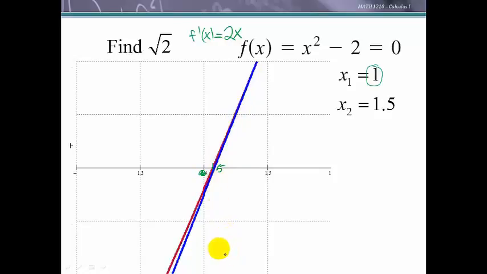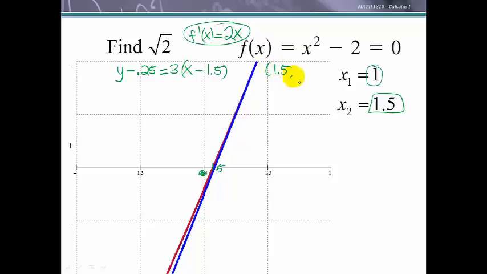Can we find that equation for the tangent to the curve? We can. It's going to be y minus the y from the point, which was 0.25, equals the slope when x is 1.5. Well, here's our slope formula. So 1.5 times 2 is 3, times x minus the x from the point, and that was 1.5. So remember, our point was 1.5 and 0.25. And now we could solve this for y. We've got y equals 3x minus 4.5 plus 0.25. We could combine those and have y equals 3x minus 4.25.